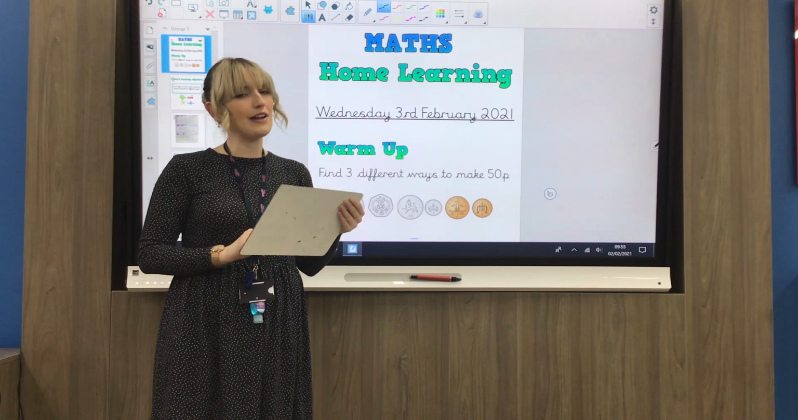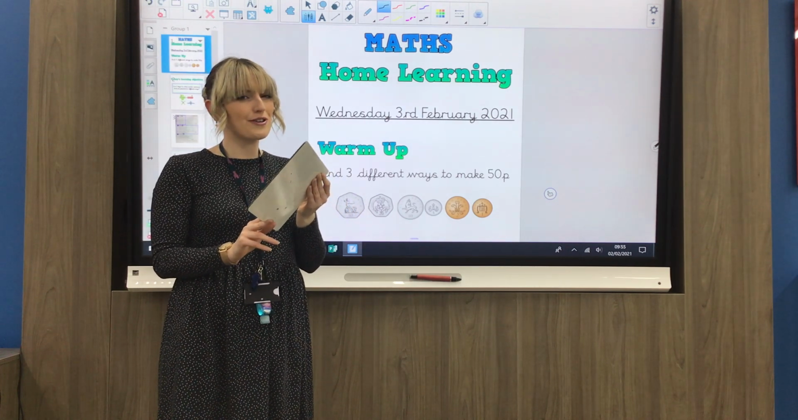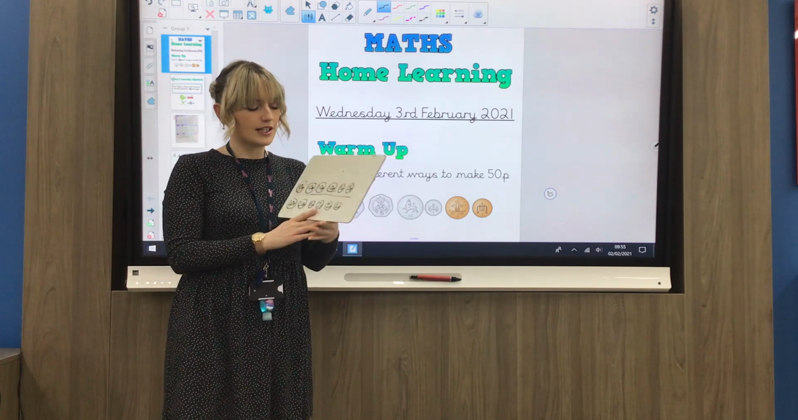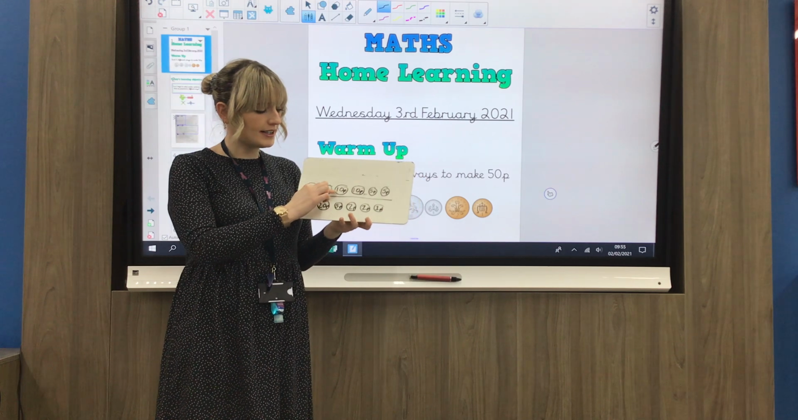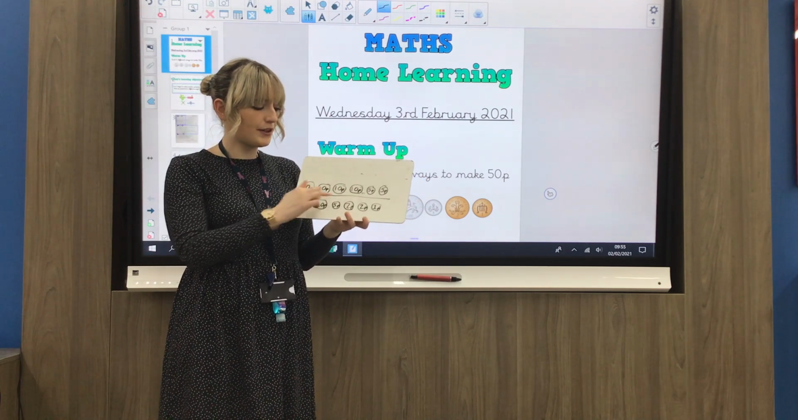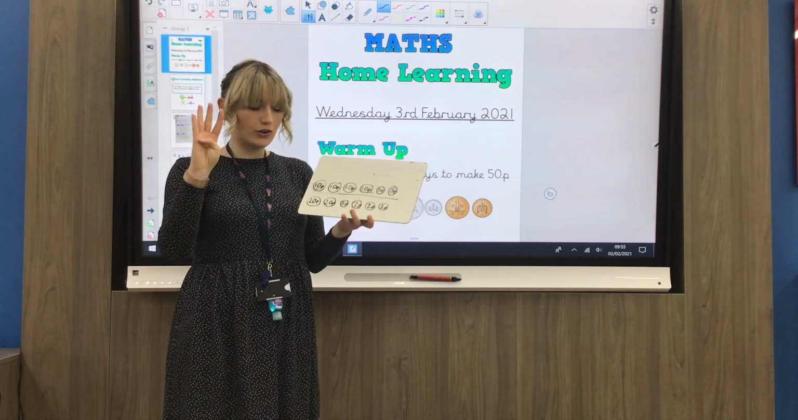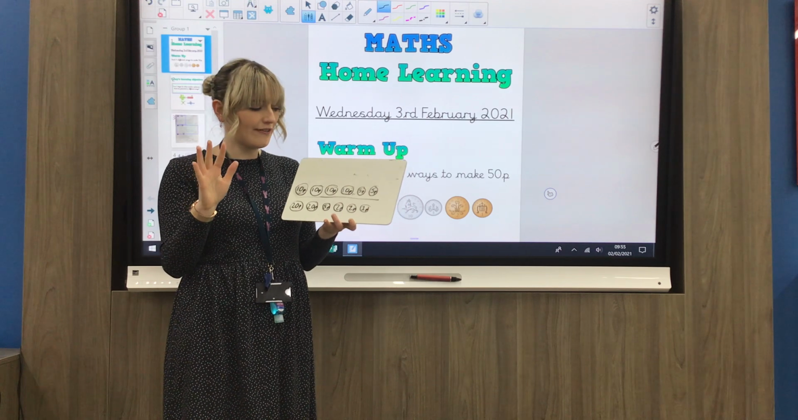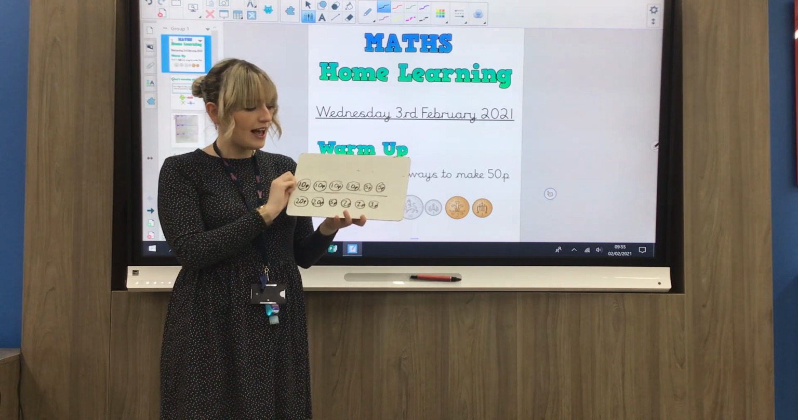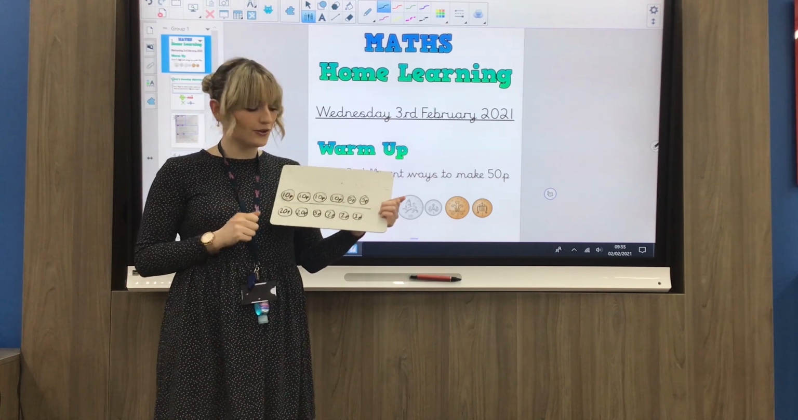So I've got 2 possibilities that I've worked out. I wonder if you got the same as me. So I've got a 10 pence, a 10 pence, a 10 pence, a 10 pence. So 4 10p's to make 40p. So there's 4 coins. Add a 5 would be 45 for 5 coins. And another 5p to make 50p with 6 coins.